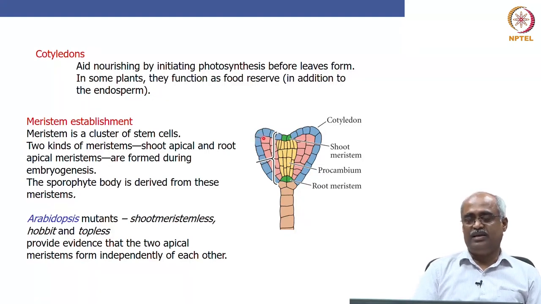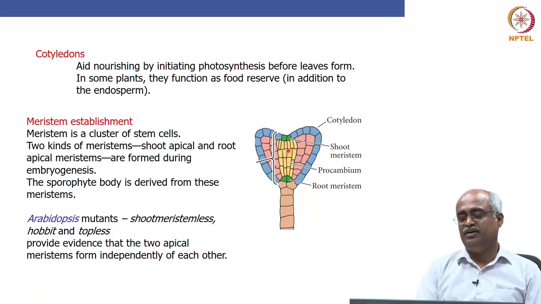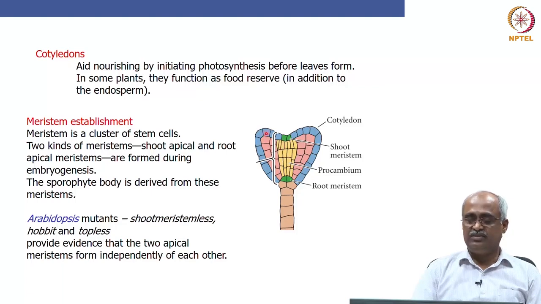These are the early leaf-like structures that form when the seed is going to germinate, and these are involved in very initial photosynthesis and thereby establish the new food production when it is going to germinate. In addition to initiating photosynthesis, cotyledons also store food, carbohydrates, lipids and proteins, and therefore provide additional nourishment, in addition to what is provided by the endosperm. And in some plants, these cotyledons also facilitate the food reserve transfer from the endosperm to the embryo. So that's about the cotyledons.